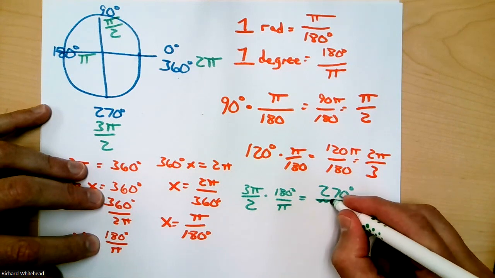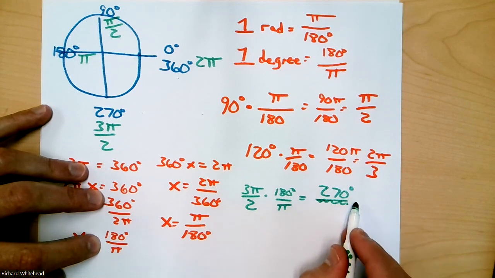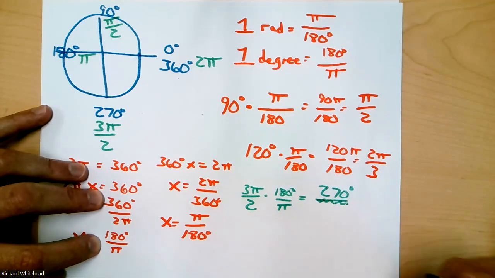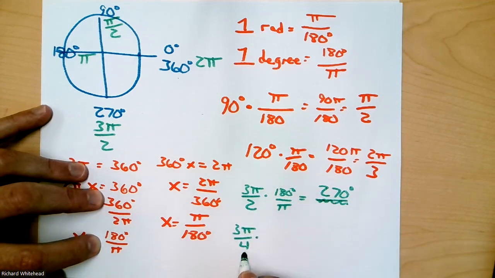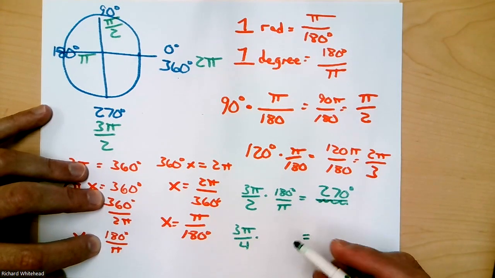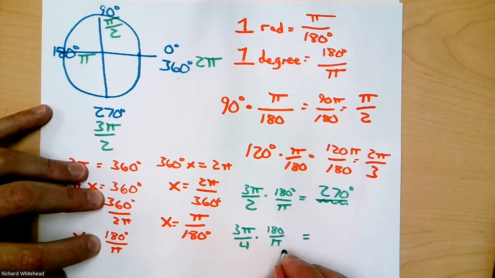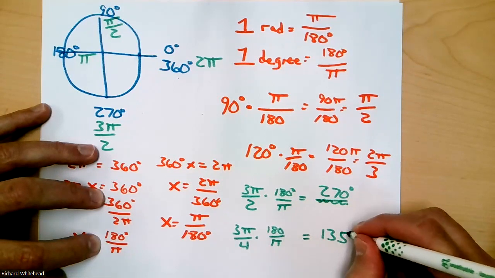I shouldn't have written a fraction there. So we know it's going to be 270 when I multiply that out. The point being, pi is gone. You canceled pi out. So when you start with radians and you're converting into degrees, you're canceling pi out. Something like 3 pi over 4. I'm starting with radians, converting to degrees, so I know pi needs to cancel. So I'm going to use 180 over pi because I want pi on the bottom to cancel. So this ends up being 135 degrees.